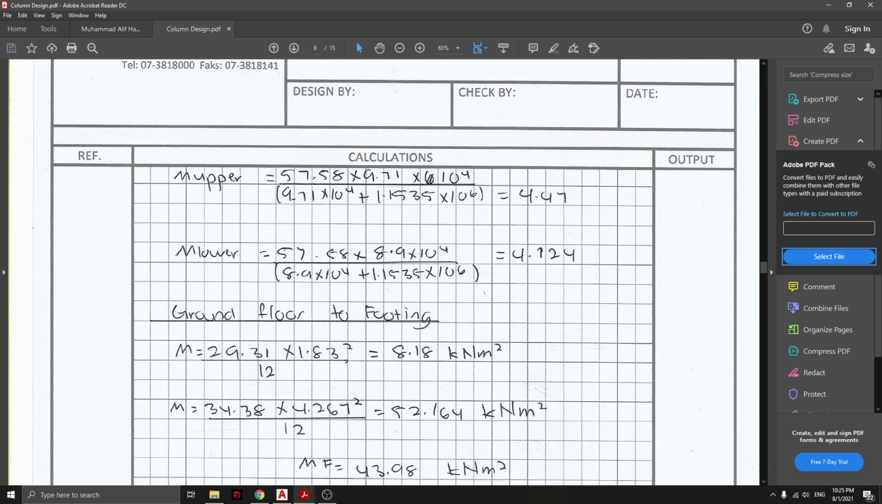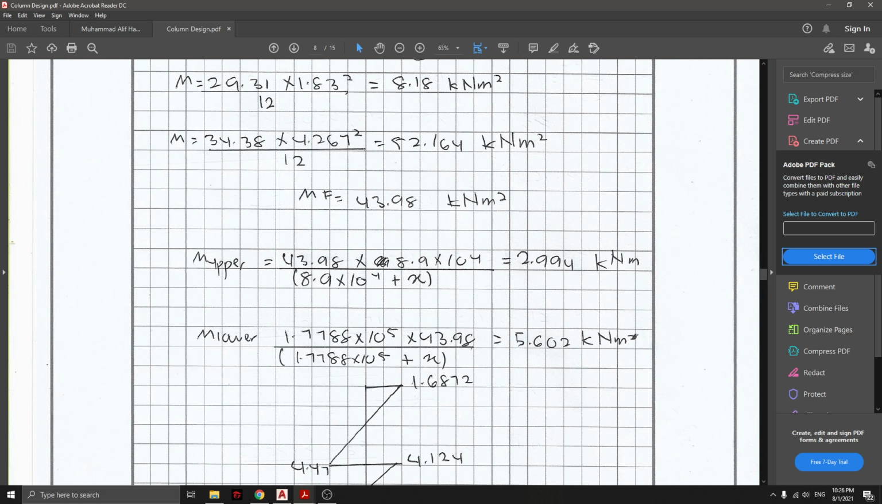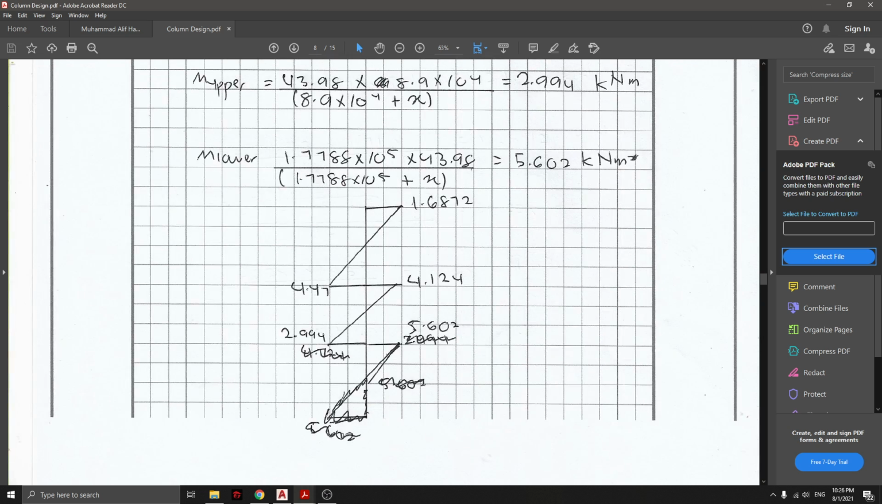Ground floor to footing 8.88 minus 52.164. I got 43.98. So putting into the formula, we got 2.994 kilonewton meter. M lower we got 5.602. This is my M moment.